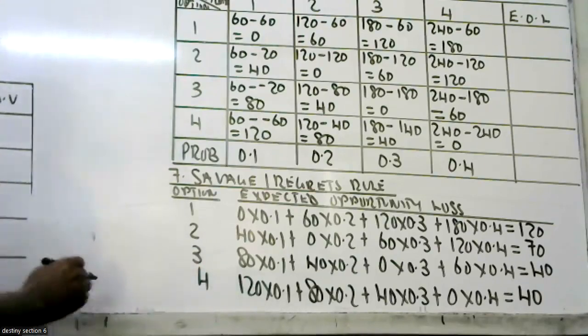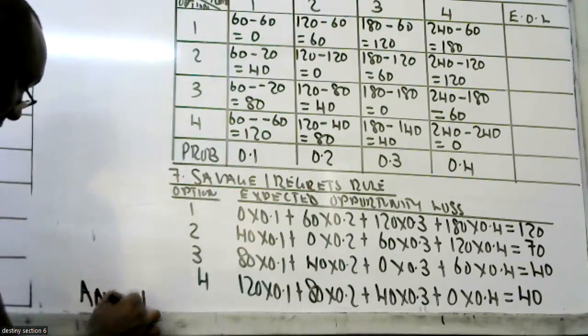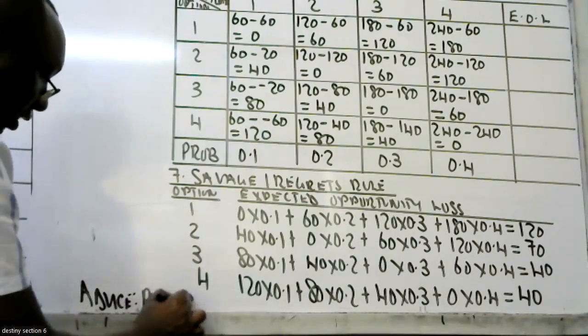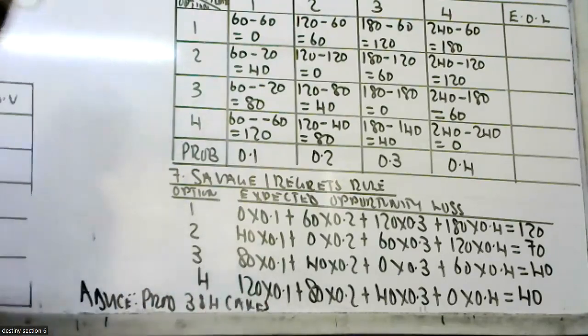So that means the advice that we are going to give is that they produce 3 or 4 cakes. The advice is that they should produce 3 or 4, because we go for the lowest.